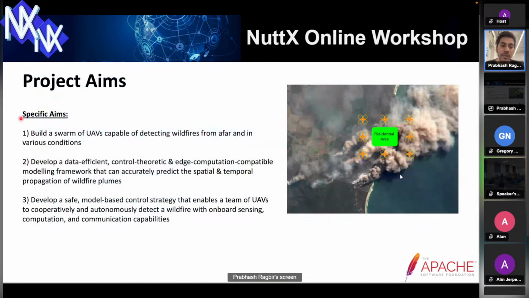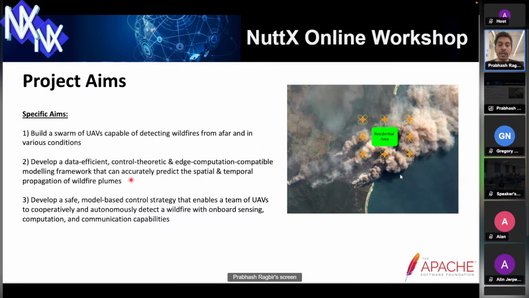To summarize the aims of our project, the first aim has to do with the actual hardware: building a swarm of UAVs that are capable of detecting wildfires. This will include the necessary sensors, microcontrollers, and sensing and computing capabilities. The second one has to do with a smoke propagation model that we've been working on, which can predict the spatial and temporal propagation of wildfire smoke, wildfire plumes. So how wildfire smoke propagates in space and in time.